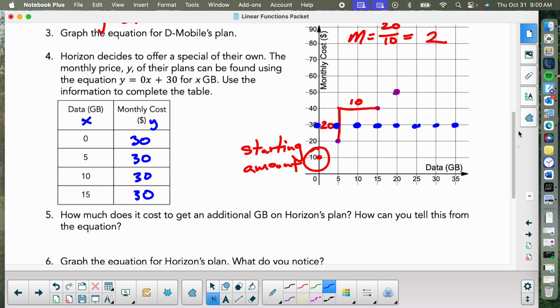How about question 5 there? How much would it cost you to get more gigabytes? 10. Or I can write the answer and you can tell me why. How come it's 0?